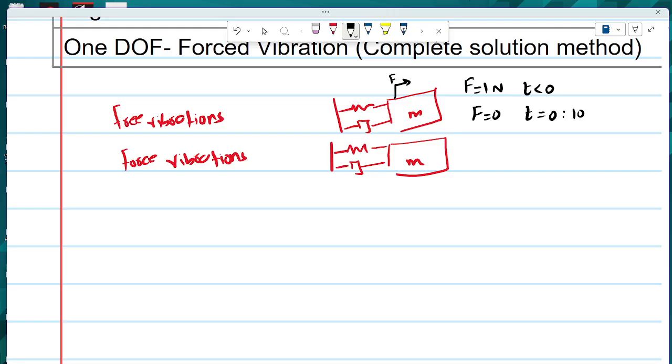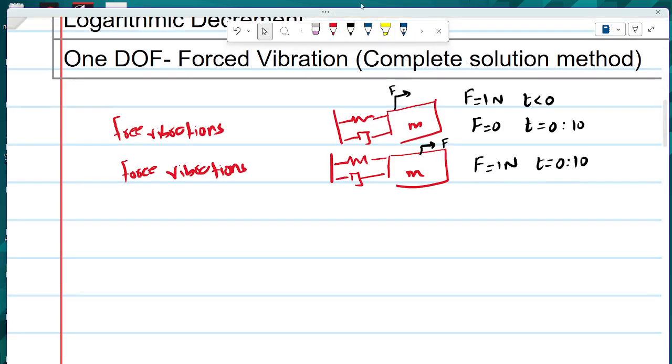But if you apply the force, let's say 1 Newton, and you are simultaneously observing the system as well, then that's a forced vibration. So you are applying the force and you are also observing the motion of the system, and analyzing its response, steady state or the transient response. So that's the forced vibration. This force can be a step force, ramp force, or a sinusoidal or periodic force. We will see that later.